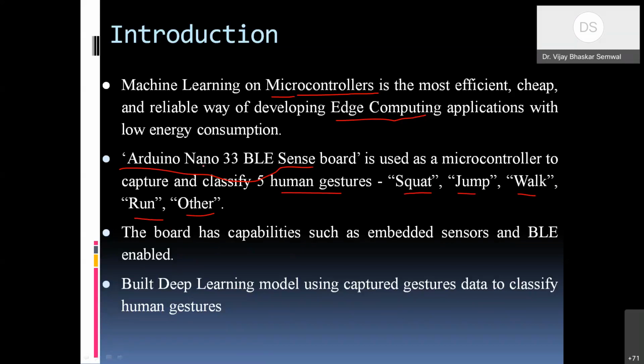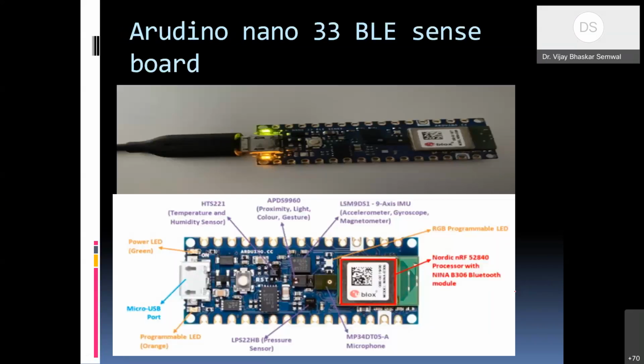This board, the Arduino Nano 33 BLE Sense: BLE means it is a Bluetooth-ready device, and Sense means it has embedded sensors. As I already told, it has nine embedded sensors. Ultimately we'll use deep learning models on the captured gesture data to classify the human gestures. So this is your Arduino Nano 33 BLE Sense board, a small board which you can place in your pocket. It has nine inbuilt sensors.